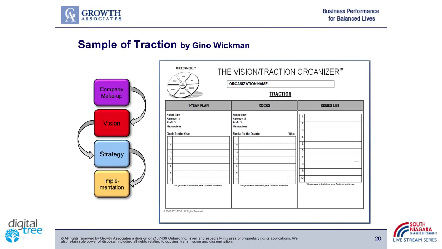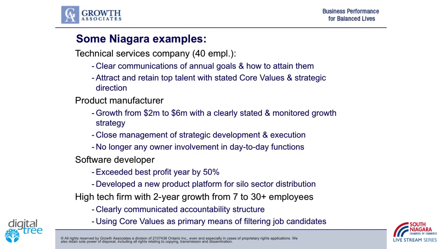Great. Let's go to slide 19, and it may not show up as slide 19, but it's one that's entitled Some Niagara Examples. These are four examples that I could think of off the top of my head of companies in Niagara that have implemented a Traction-type program, a business operating system, in the last, I'll say, 3 years, some of them more recently. And they've seen dramatic effects with regards to putting together a proper operating system.